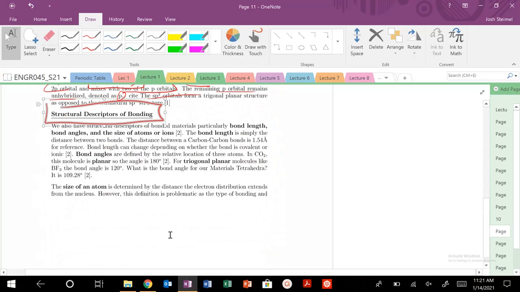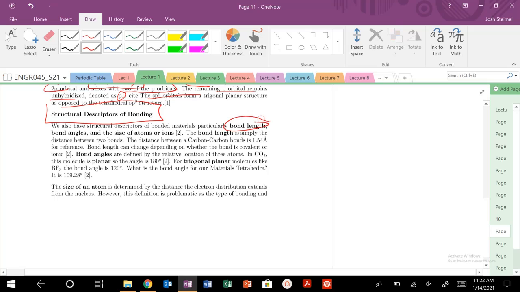And we are back, and today we're going to talk about structural descriptors of bonding. So we've talked a little bit about different types of bonding, distinguishing between different types of intramolecular bonding based on electronegativity. We know how the electrons are shared, gained, et cetera. We know that covalent is directional, ionic is non-directional, but we could specify more into the structural descriptors of bonding.